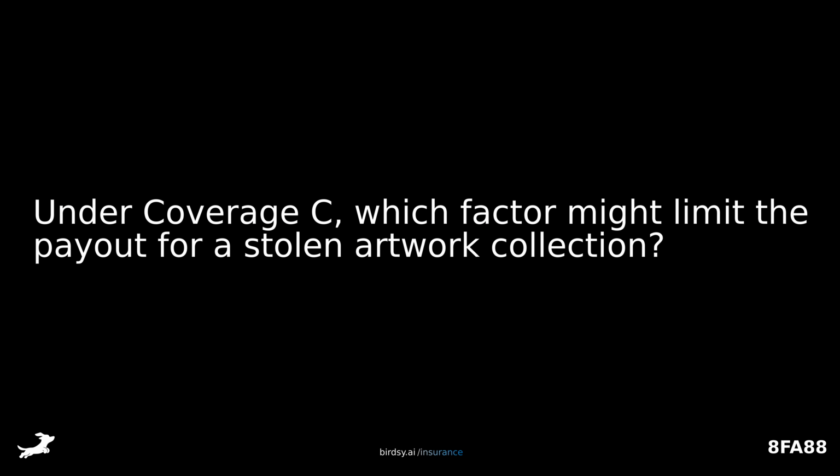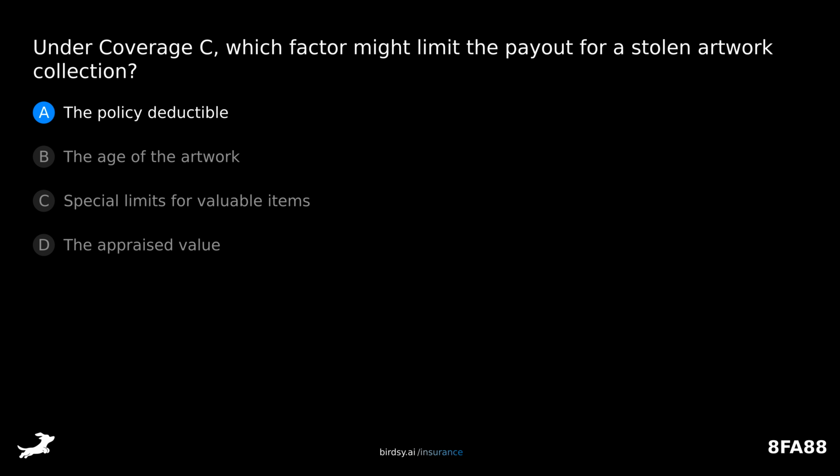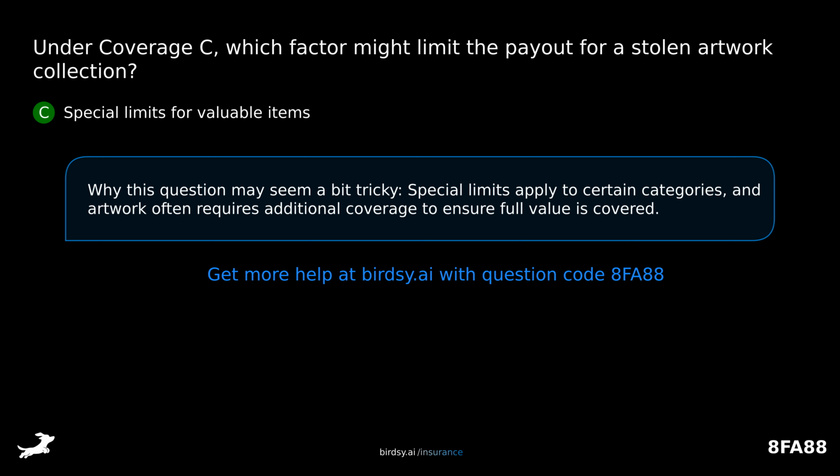Under Coverage C, which factor might limit the payout for a stolen artwork collection? Is it A, the policy deductible, B, the age of the artwork, C, special limits for valuable items, or D, the appraised value? The answer is C, special limits for valuable items. Why this question may seem a bit tricky: special limits apply to certain categories, and artwork often requires additional coverage to ensure full value is covered.